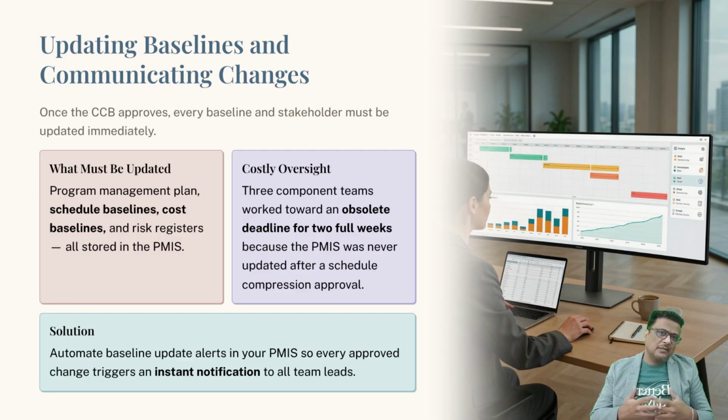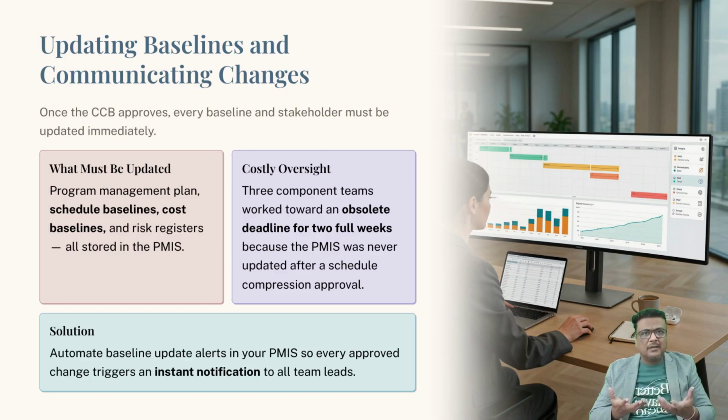In very simple words, updating baselines after a change is approved is just like updating your family household budget spreadsheet after you officially decide to remodel the kitchen. You change the numbers on the master sheet so everyone knows the new financial reality. Think of it like this.